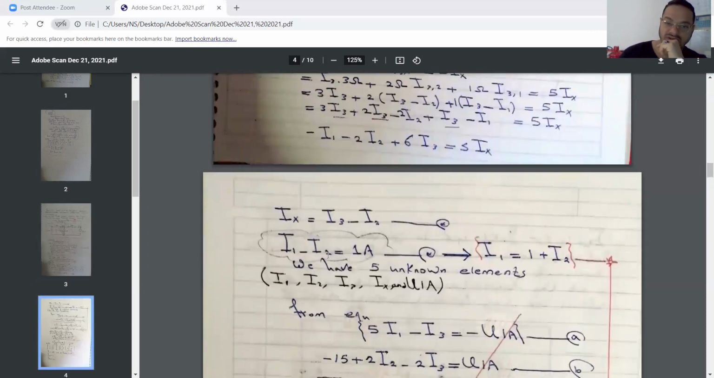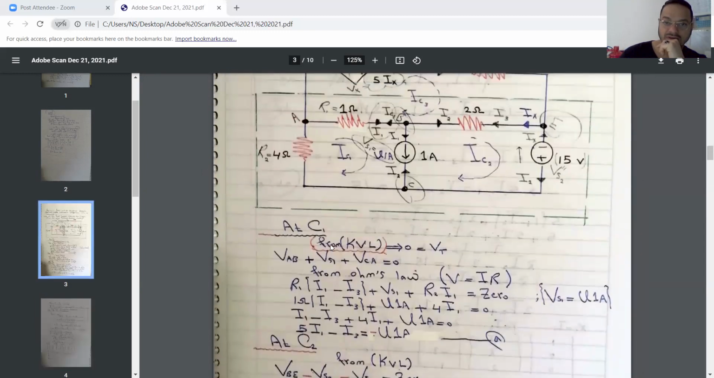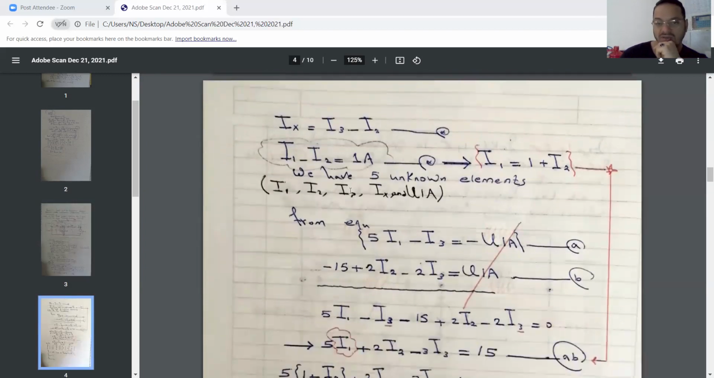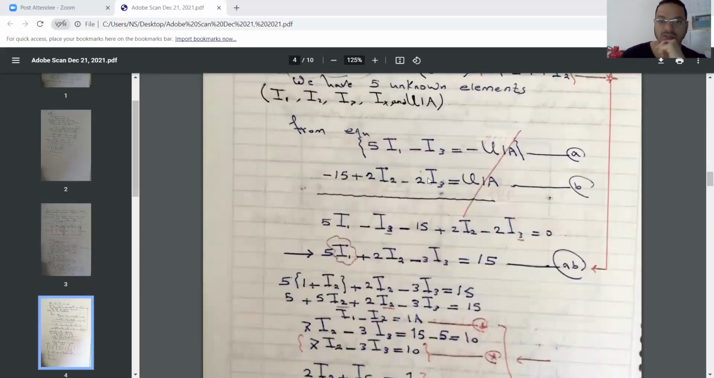And I1 minus I2 equal 1 ampere, from this node, I1 here and I2 here, from the reverse direction equal 1 ampere. That means I1 equals 1 plus I2. Now we have 5 unknown elements. We will focus on the first 3 elements. After that it will be easier to find the last 2.